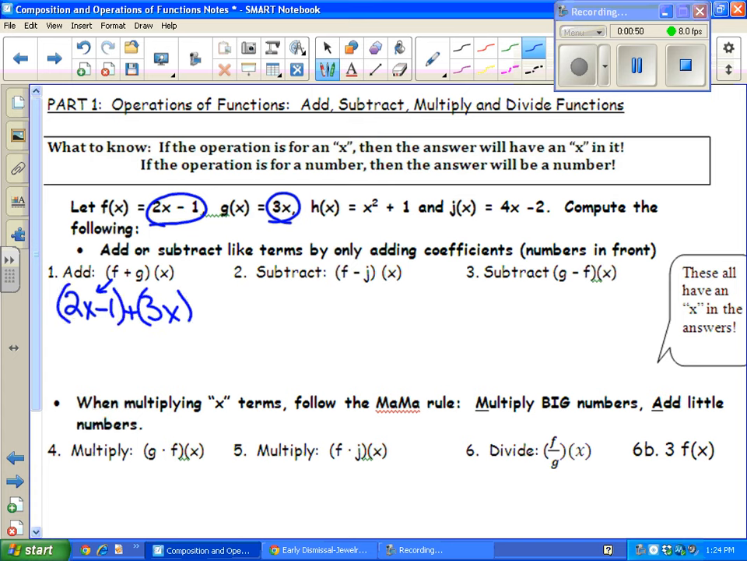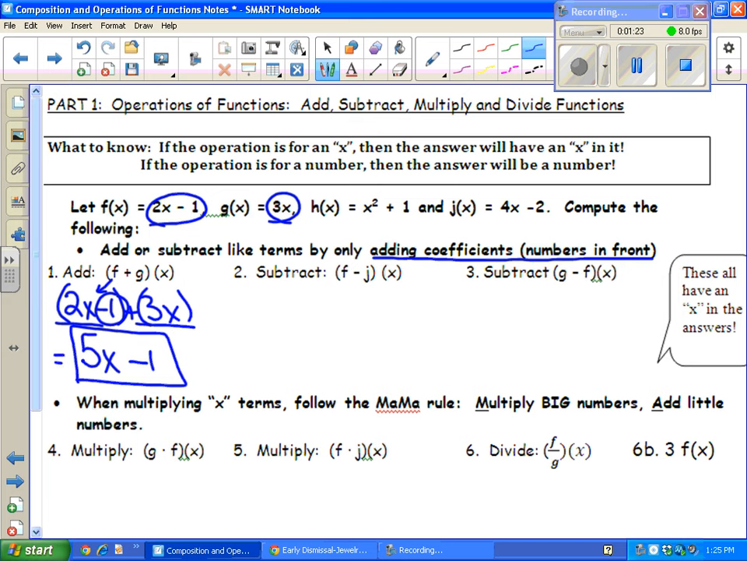Usually I do like to put things in parentheses when I substitute in. When we add, there's not a problem, so I can just go ahead and add my like terms. When you add like terms, remember you're only going to add those coefficients or the numbers in front. So if I add 2x's and 3x's, I end up with 5x's. Minus 1 because minus 1 is the only number I have. Final answer for the function f plus g of x is 5x minus 1.